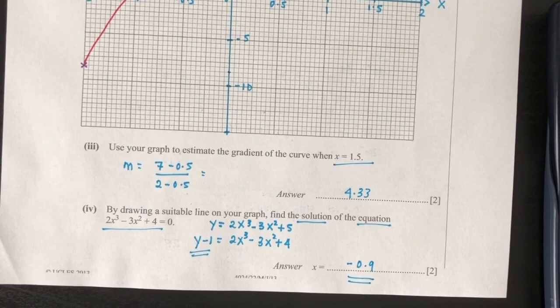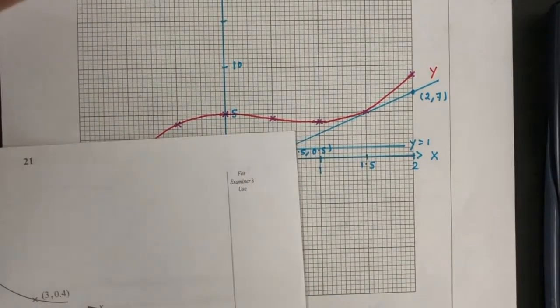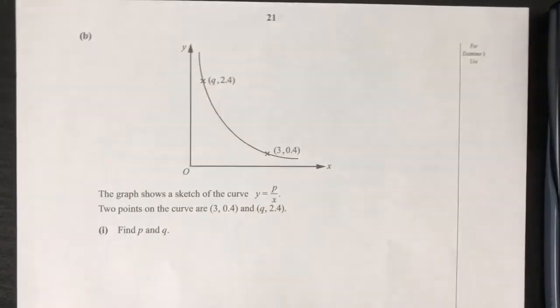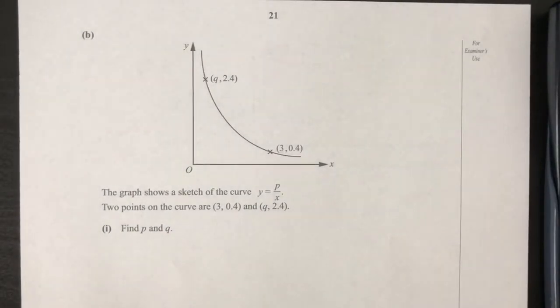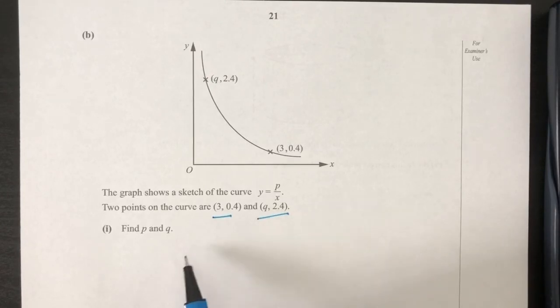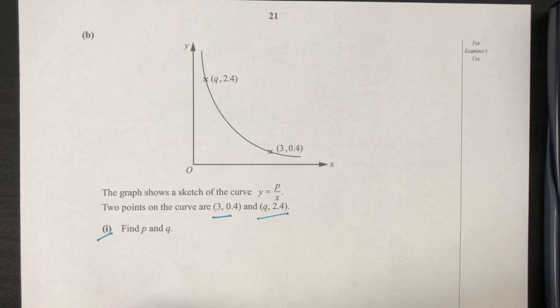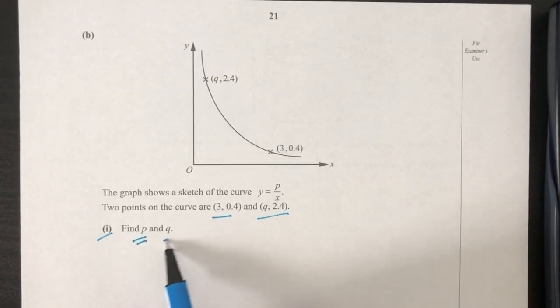Now let's see what else we can have. Question part B. Right. Now it says the graph shows a sketch of the curve y equal to p over x. That's a sketch of this curve. Now the 2 points on the curve are this and this. And now part 1, find the value of p and the value of q.